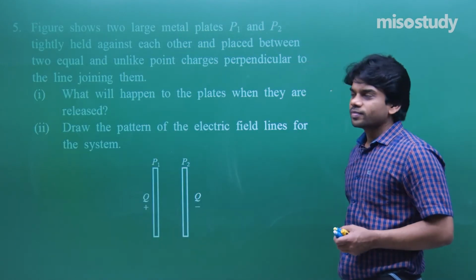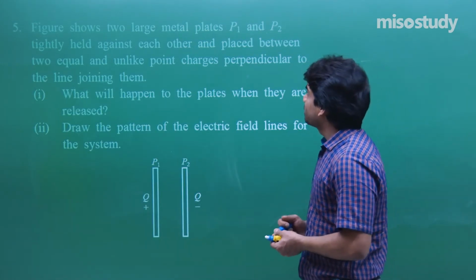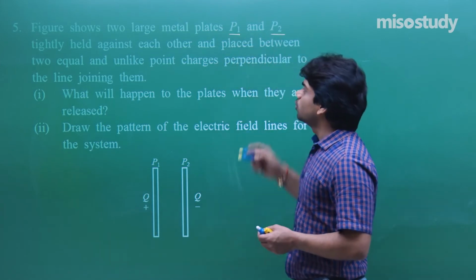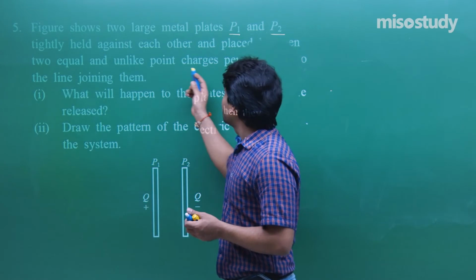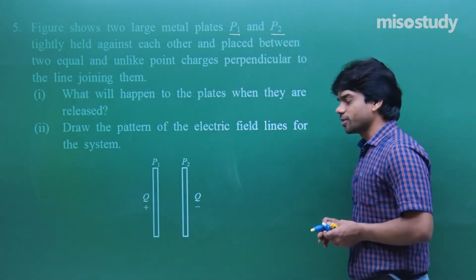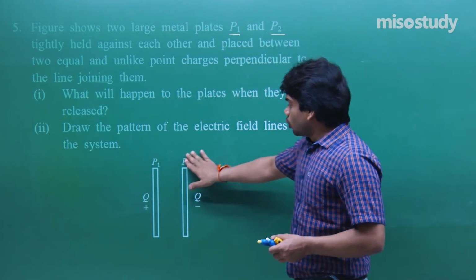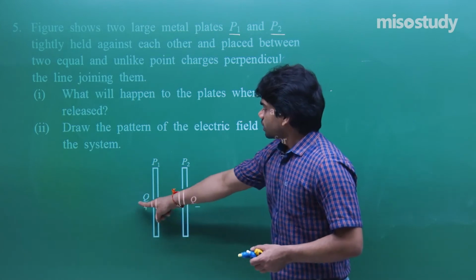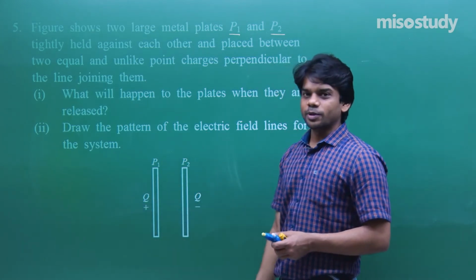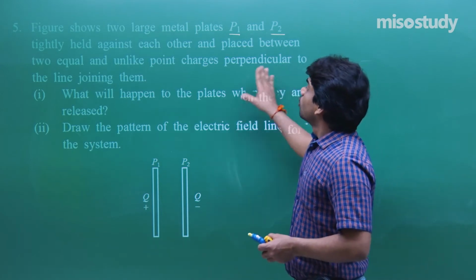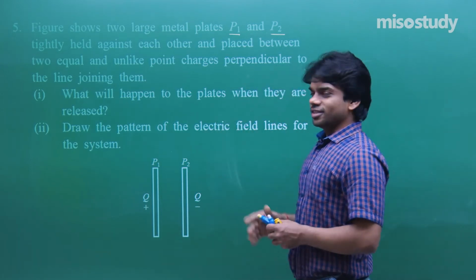Fifth one, figure shows two large metal plates P1 and P2 tightly held against each other and placed between two equal and unlike point charges perpendicular to line joining them. Two large plates P1 and P2, plus q is held here, minus q is held here, and these two plates are kept in between. What will happen to the plates when they are released?